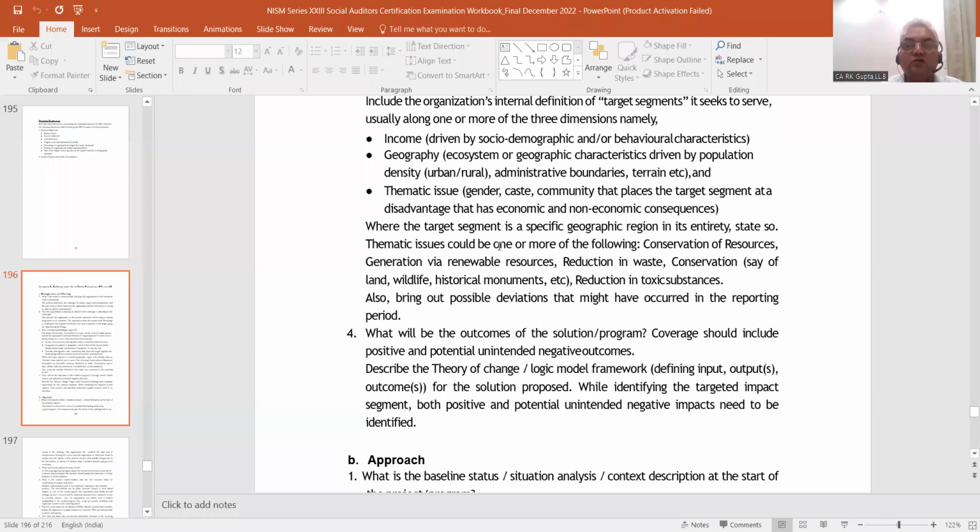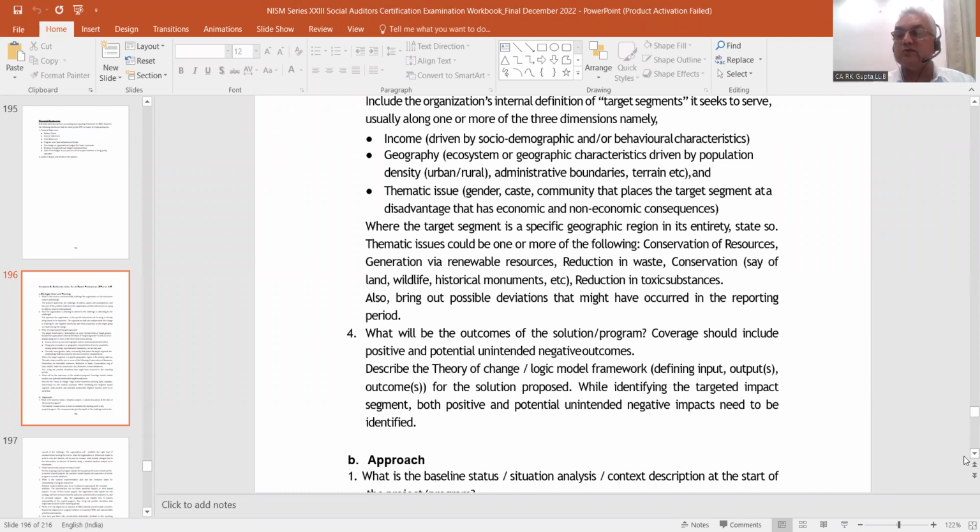तो थीमेटिक इश्यूज could be one or more of the following: conservation of resources, generation via renewable resources, reduction in waste, conservation, say of land, wildlife. Bring out the possible deviations that might have occurred in the reporting period. Now, what will be the outcomes of the solution or program?